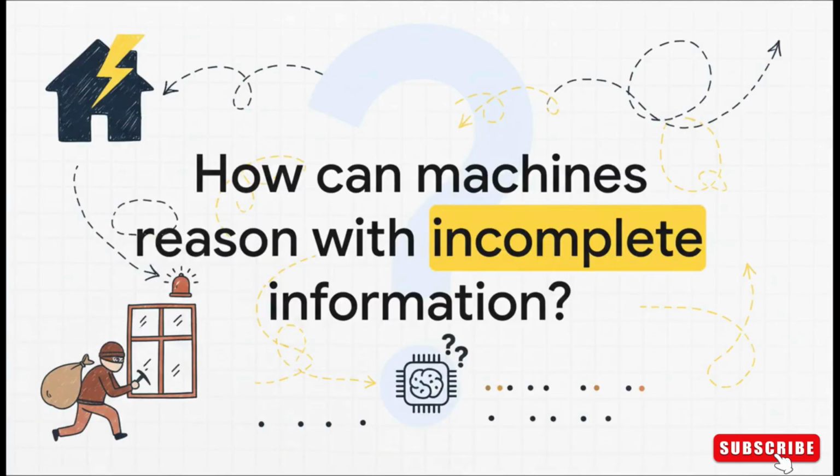So let's start with a big question, right? How can a machine possibly reason when it doesn't have all the facts? Think about it. If you don't know for sure if a burglary happened, or if an earthquake just struck, how do you figure out the odds that your alarm should be blaring? How do you connect those dots in a logical way?